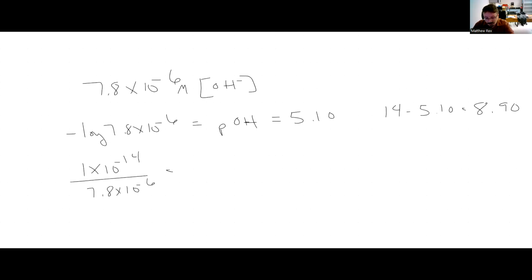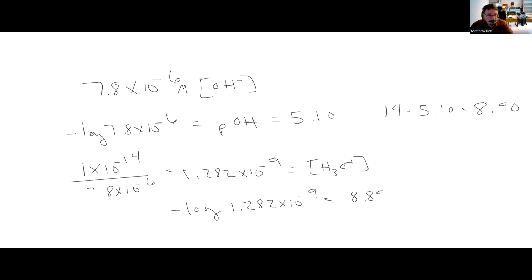or I could take the autoionization constant of water divided by the hydroxide ion concentration, get the concentration of the hydronium ion. There we go. If I take the negative log of that, then I get the same thing. So that would be answer C.